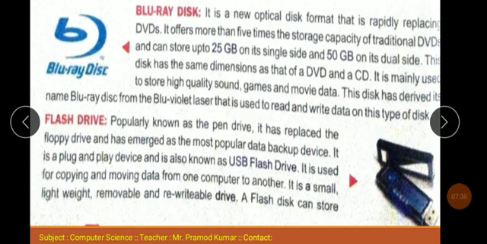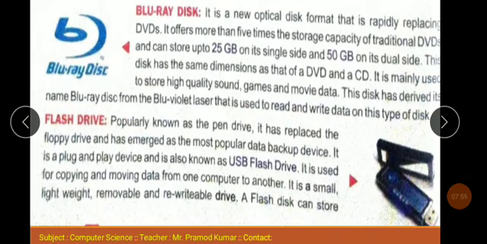It is mainly used to store high quality sound, games and movies. This disc derives its name, Blu-ray disc, from the blue violet laser that is used to read and write data in this type of disc. You can easily read and write data through a Blu-ray disc.